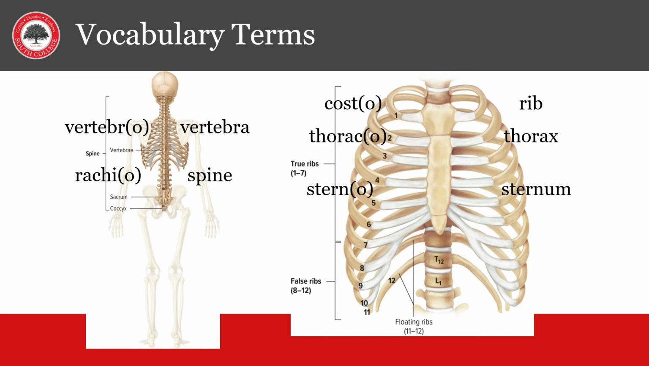Vertebro refers to the vertebra. Rachio refers to the spine, and costo refers to the ribs. Thoraco refers to the thorax, like the thoracic cavity we learned last week. Sterno refers to the sternum.